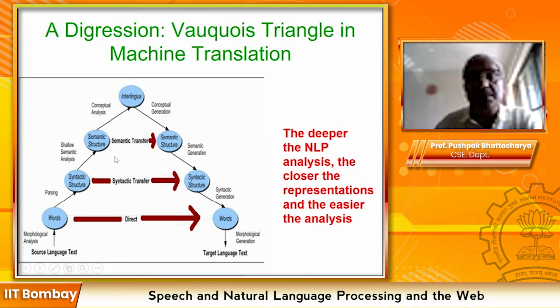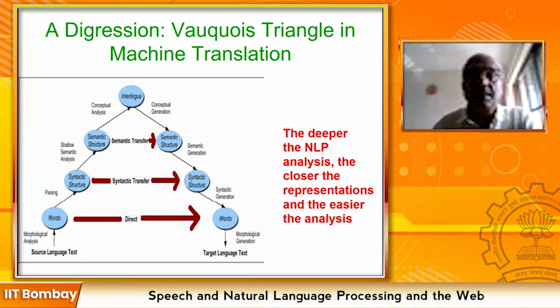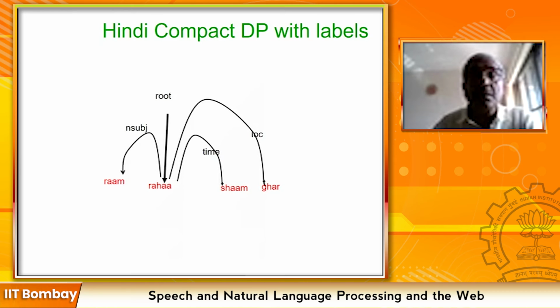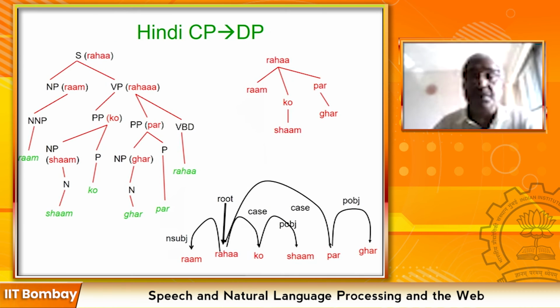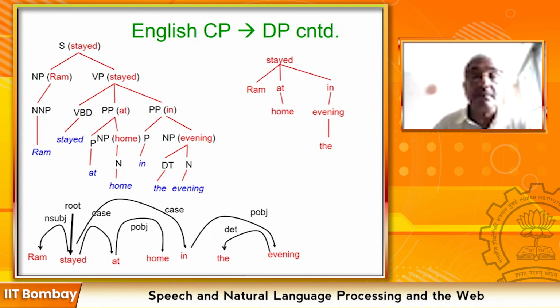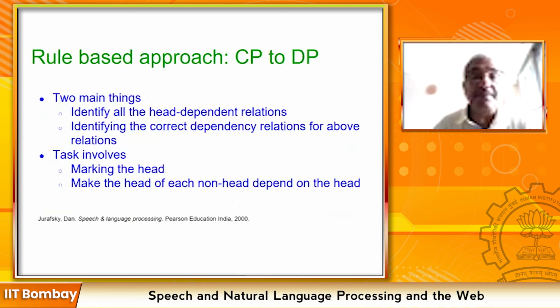So the purpose of this discussion was to show you that deeper analysis is very important to cross the language barrier and also to facilitate complex natural language processing tasks. But all this work may not be necessary depending on the situation. So now you probably have understood the English and Hindi dependency pairs, especially the compact dependency pairs, and see how they are identical to each other.